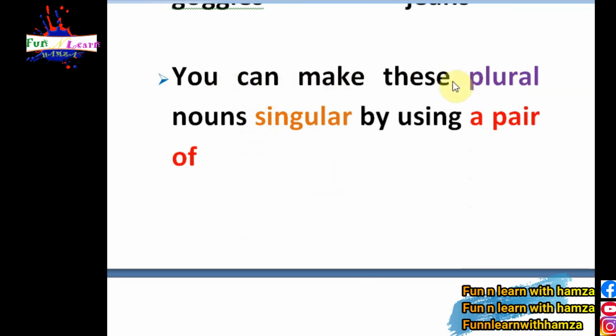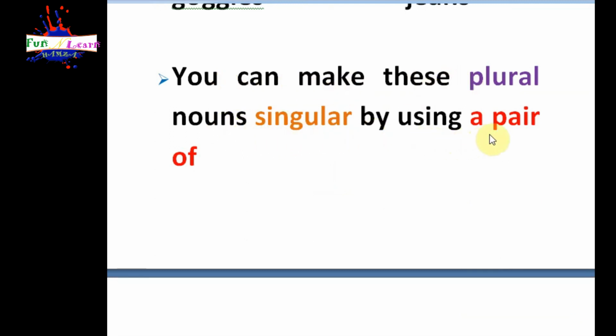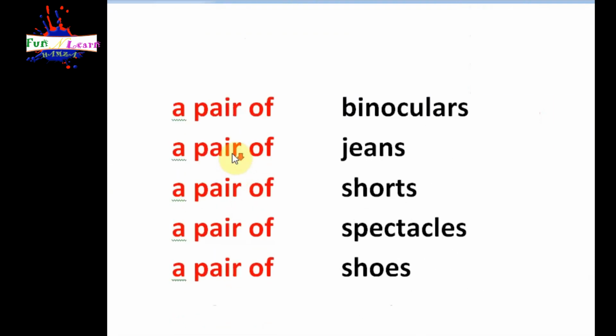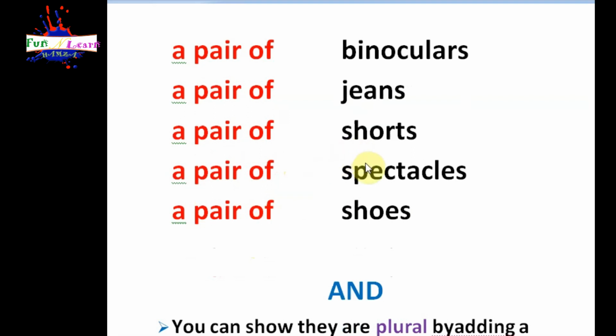You can make these plural nouns singular by using a pair of. A pair of binoculars, right? Or two pairs of binoculars or five pairs of binoculars. But they will always have an S at the end. Jeans, a pair of jeans, 10 pairs of jeans. A pair of shorts, that means you're just talking about one pair of shorts. Spectacles, again, a pair of spectacles, three pairs of spectacles.